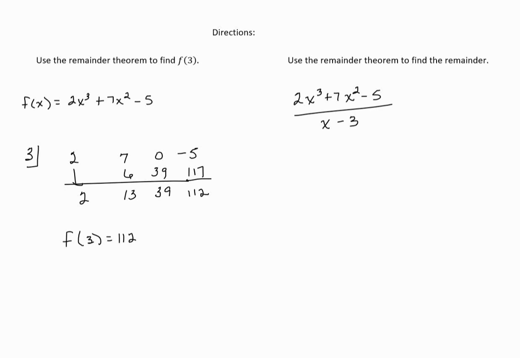Over here, this says to use the remainder theorem to find the remainder. So what I want to do here is find f of 3 by just plugging 3 into my polynomial. So I have 2 times 3 cubed plus 7 times 3 squared minus 5, and that answer is 112. So either way, I get the same answer of 112, right? Because f of 3 is my remainder.